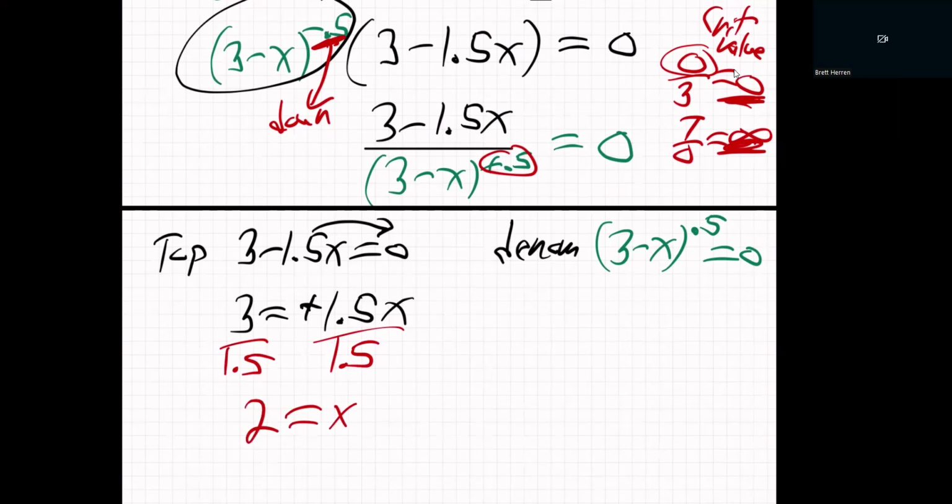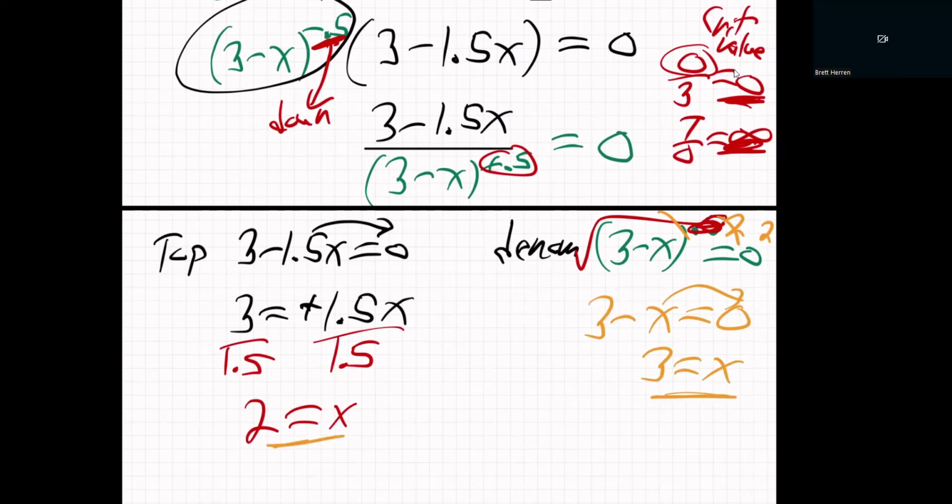How about here? What are you going to do with that 0.5? Well, that's a square root rule. So how are you going to get rid of that square root? Second power both sides, huh? And the second power cancels the root. So 3 minus x is 0 squared is 0. Jump the x over. X is 3. So we got our two answers. X is 2 and x is 3.